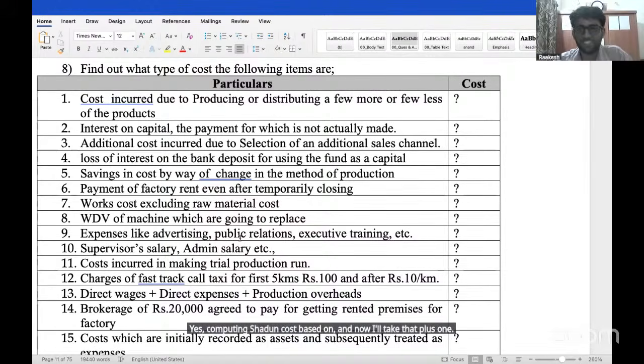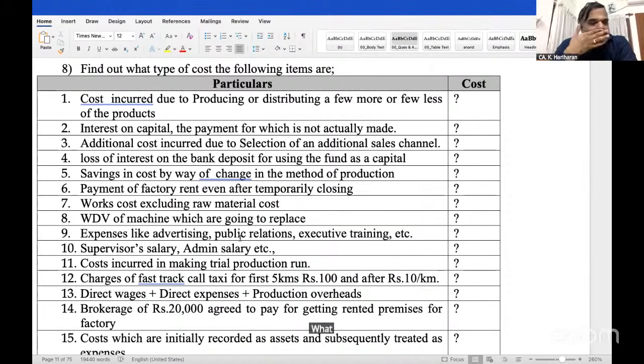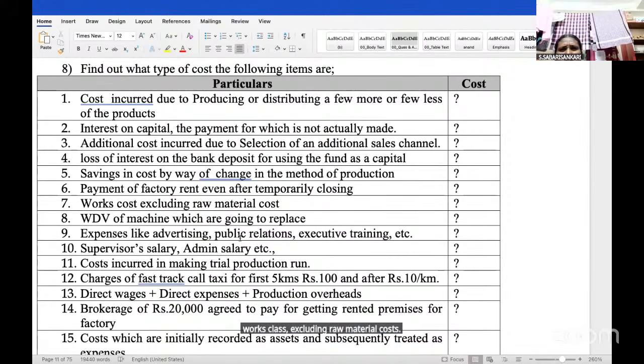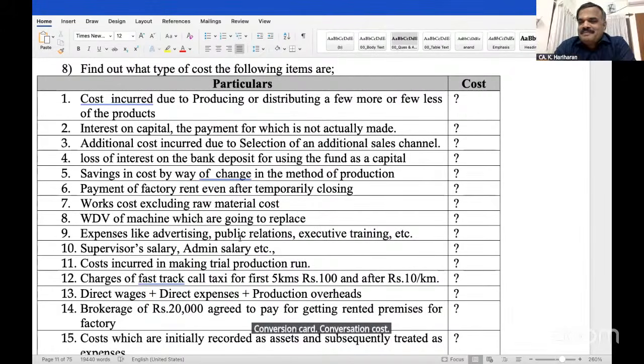Works cost excluding raw material cost. Conversion cost. Very good. Conversion cost.